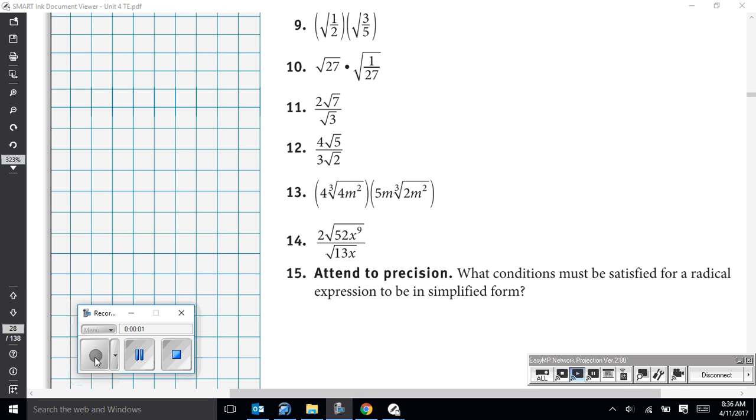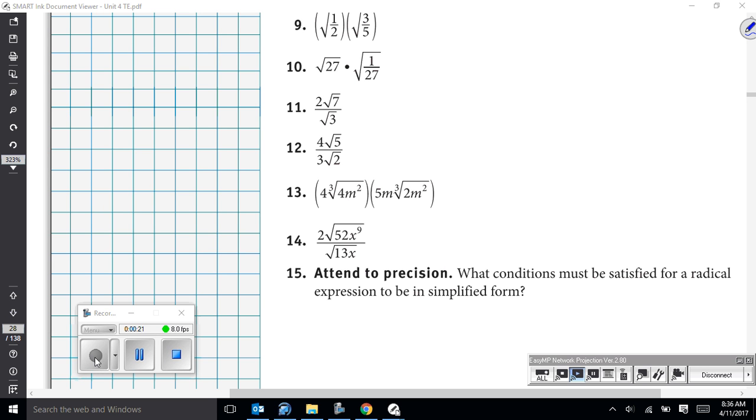Right, so let's look at number 13. So this is from 20.3. Looking at number 13, what are we doing with our two radical expressions? We're multiplying them. So when we multiply radical expressions, everything that's not inside of a square root, what do we do?